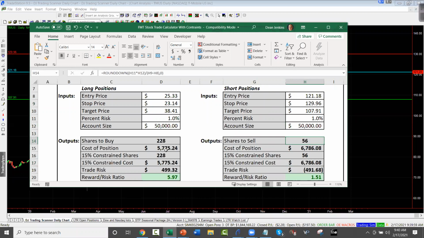Notice that's not the same as our long position. It's all based on the trade parameters. And the amount we're going to lose on the trade in total is, again, rounded, about $500 for 56 shares.